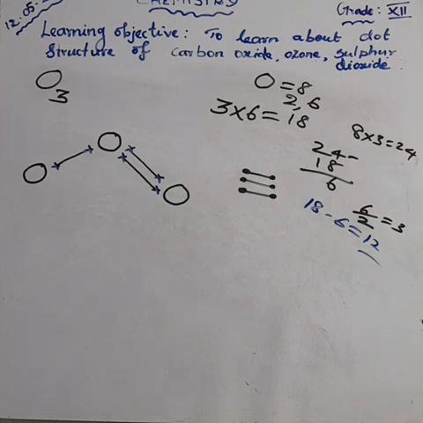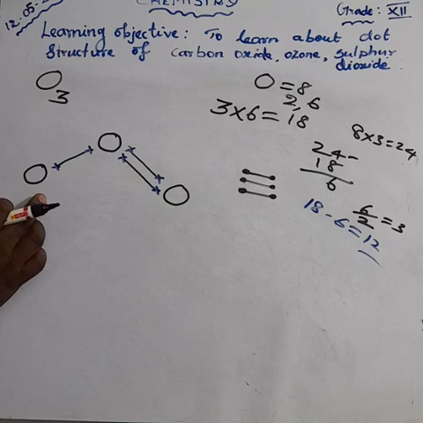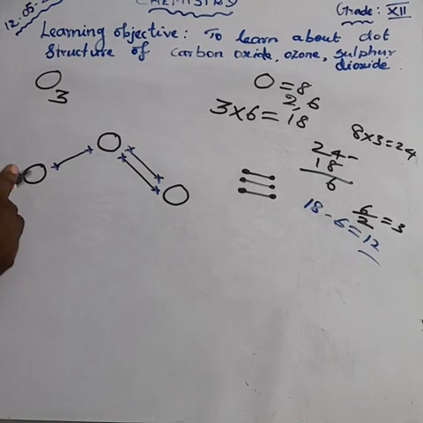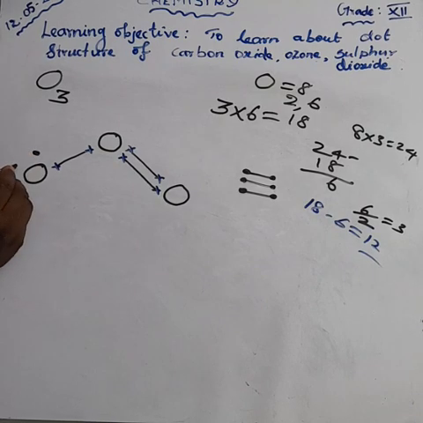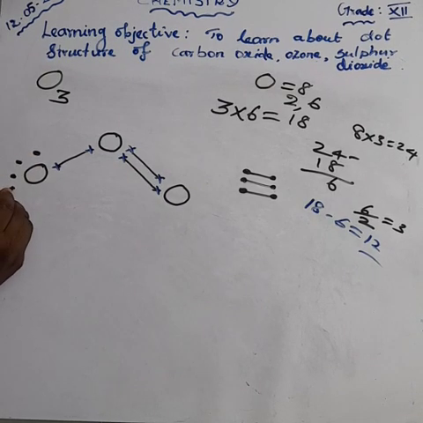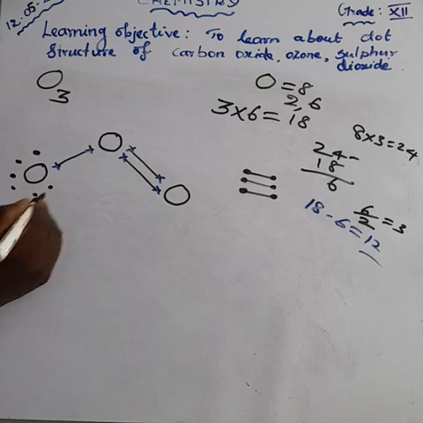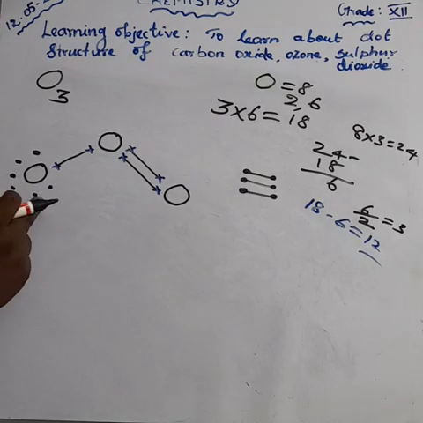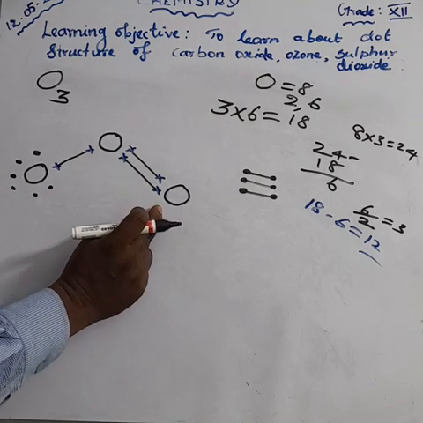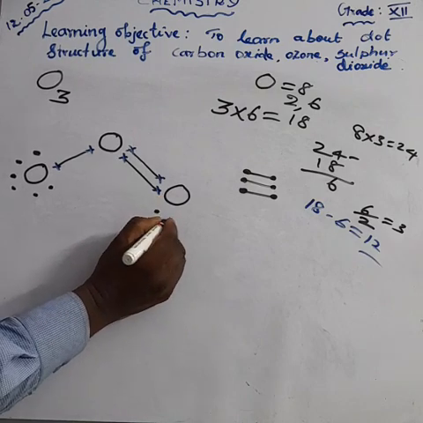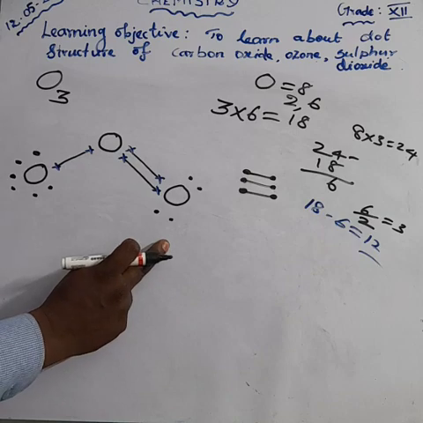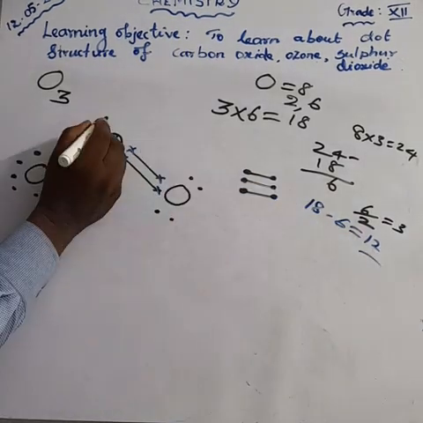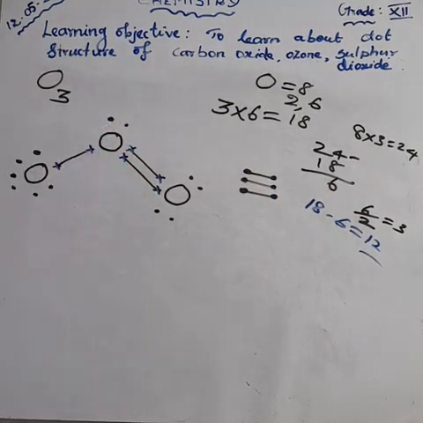12 electrons: first, a single bond means we give 6 electrons. 1, 2, 3, 4, 5, 6. 6 over. A double bond means 4 electrons: 1, 2, 3, 4. 6 plus 4, 10 electrons. Remaining how much? 2 more electrons. We are giving 2 here. Can you understand?